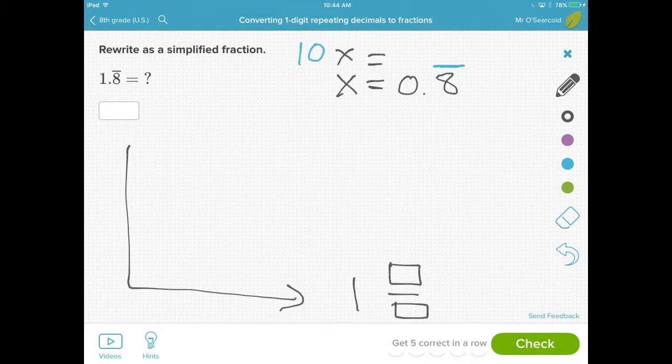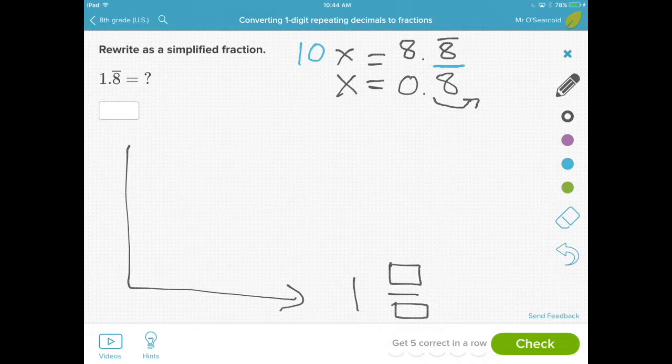Okay, so 10x just moves the decimal one space over to the right, and that gives you the 8 to the left of the decimal. And of course, you've got an infinite number of 8s after that 8 to borrow from. So let's just borrow that 8 and say that that's the 8 that's repeating.